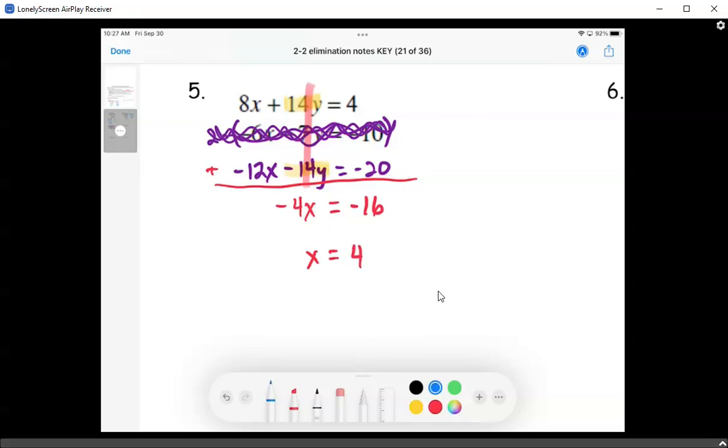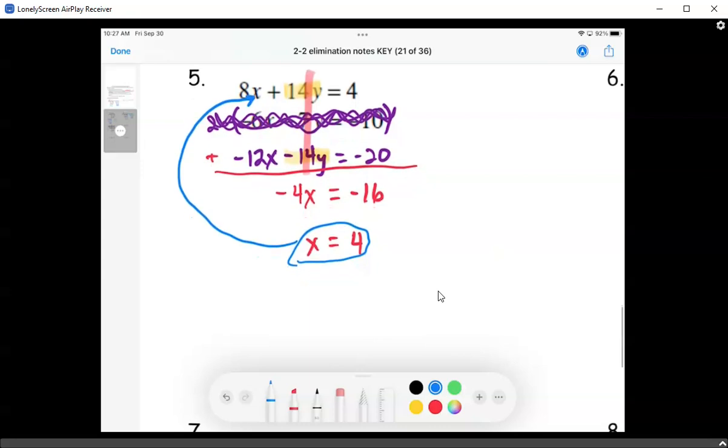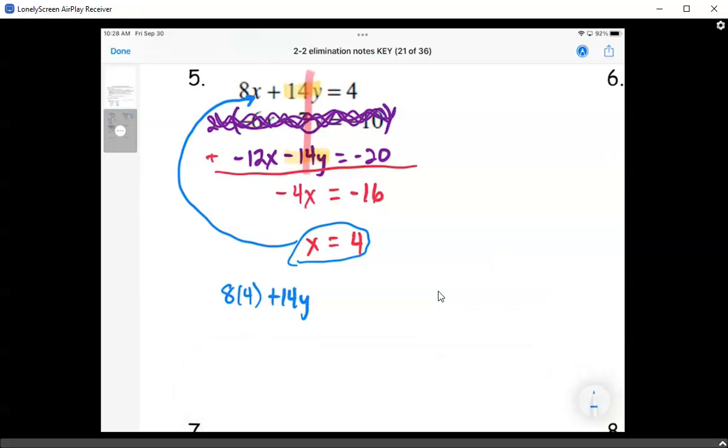Okay, I'm going to take that x equals 4, just like we've done before, and plug it back into our original. I'm going to use the original up on top. So instead of 8 times x plus 14y, that becomes 8 times 4 plus 14y. A little quick simplification. We'll have 32 plus 14y equals 4.